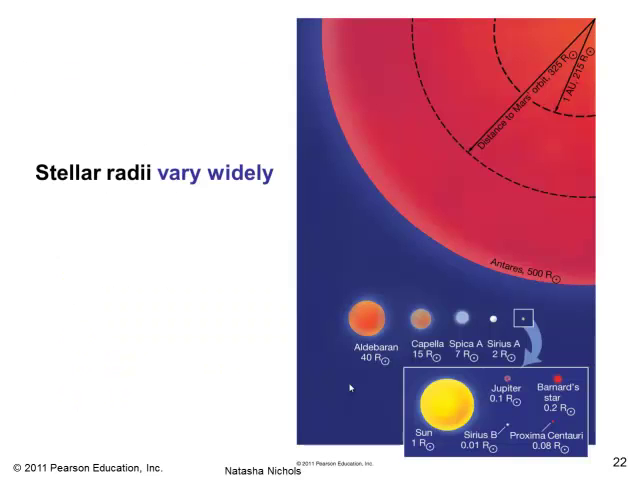So stellar radii vary widely, as you can see in this picture. What you see here are the estimated sizes of several well-known stars, including a few that are discussed in your textbook. Only part of the red giant star Antares can be shown on this scale, and the supergiant Betelgeuse would fill the entire page. So notice how the sun is relatively small compared to a lot of the other stars.